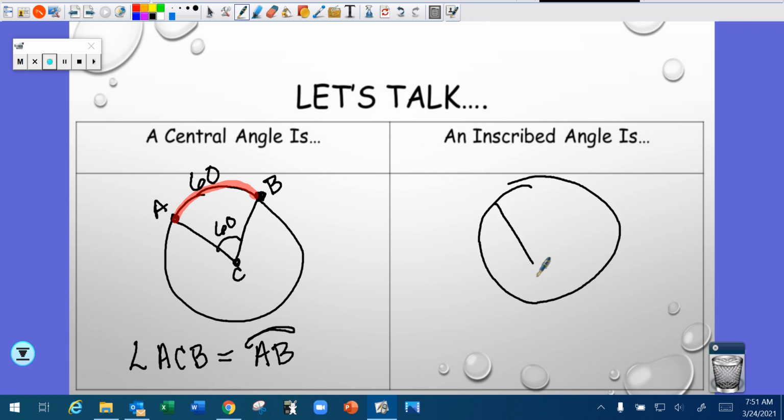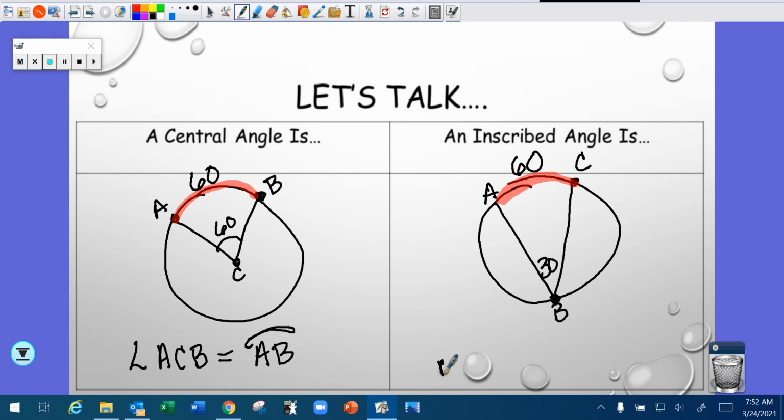An inscribed angle looks like this. I'm going to call it ABC, where the vertex is on the circumference of the circle. I'm going to call this 30, and the intersecting arc is right here. The rule is, if this is 30, then you double it to get the intersecting arc. The way you can remember this is this one's small and this one's big, so you have to have a number that's bigger. So you just double this to get the intersecting arc.